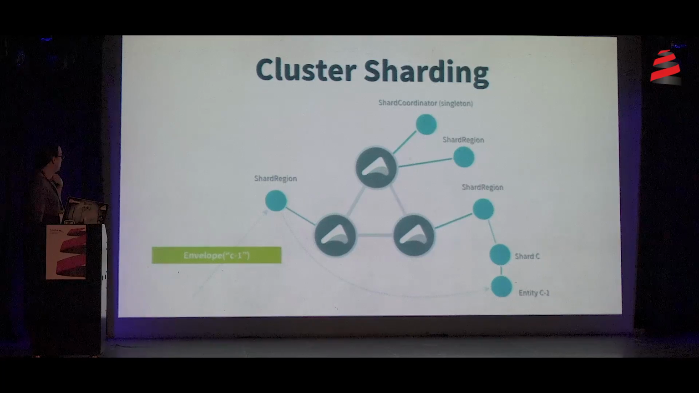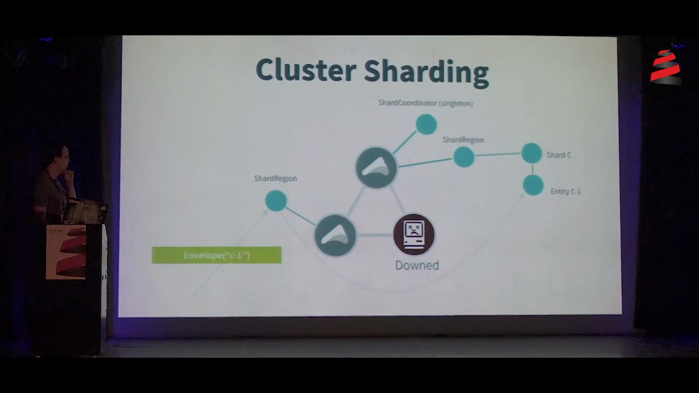Okay, so we send a message of some kind with this ID, and the shard region will know how to forward that all the way to the entity. If we down a node and we send a new message, the entity will be started on a different node. There's also something called remember entities. Usually if the node goes away, there is nothing starting the entity automatically. It will be started on demand when there is a message for it.